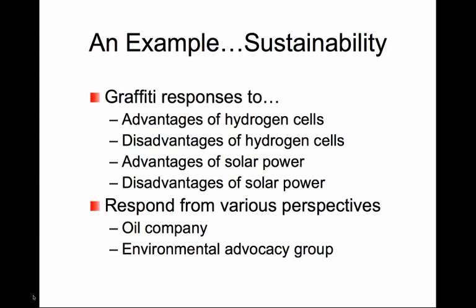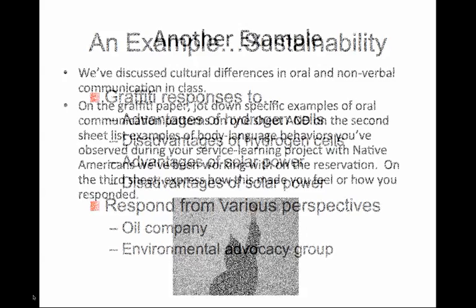A variation on this technique might be having the students respond from different perspectives. For instance, responding as if they were the chairman of an oil company or an environmental advocacy group representative.